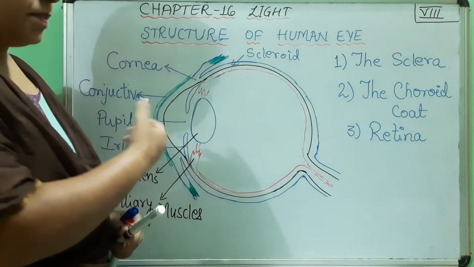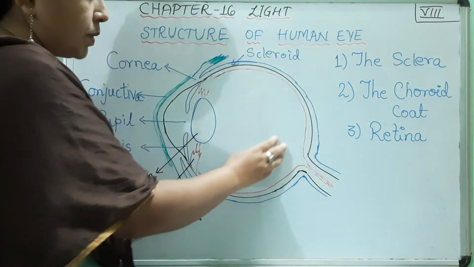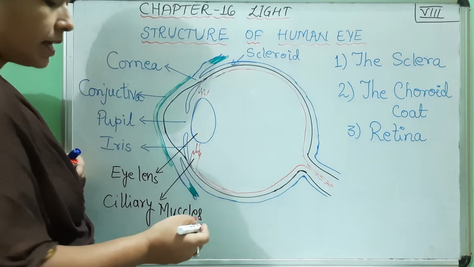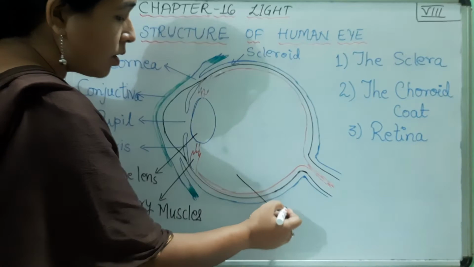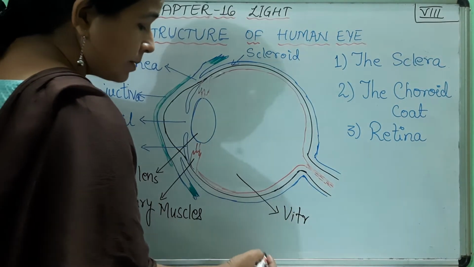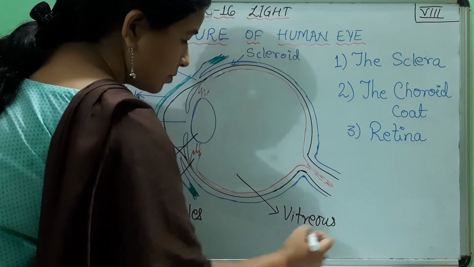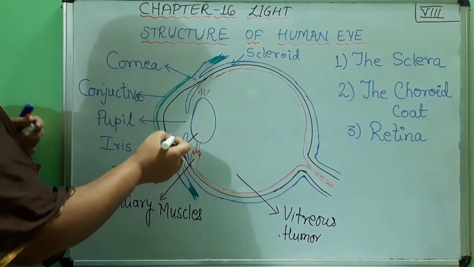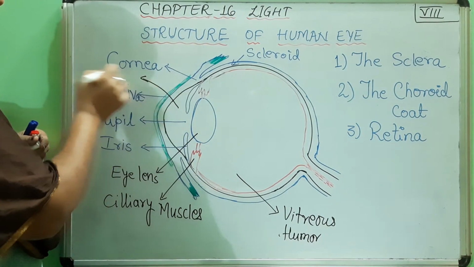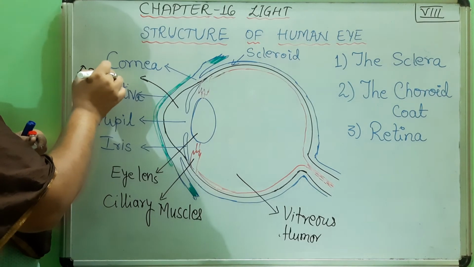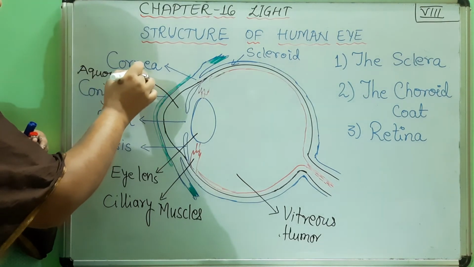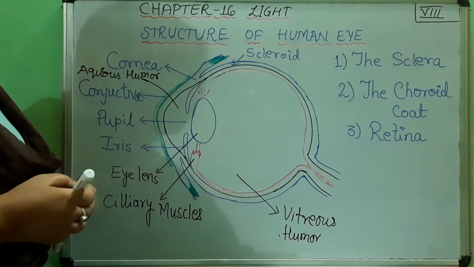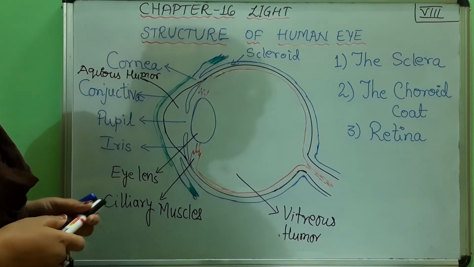Function of ciliary muscles we will discuss afterwards. Now this middle portion is filled with a fluid which is grayish in color, and this is called vitreous humor. Here we have aqueous humor. Aqueous humor is transparent and vitreous humor has grey color.